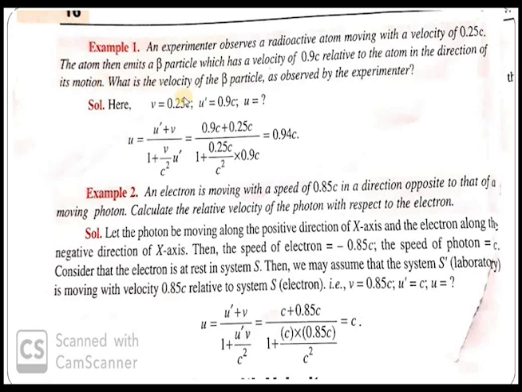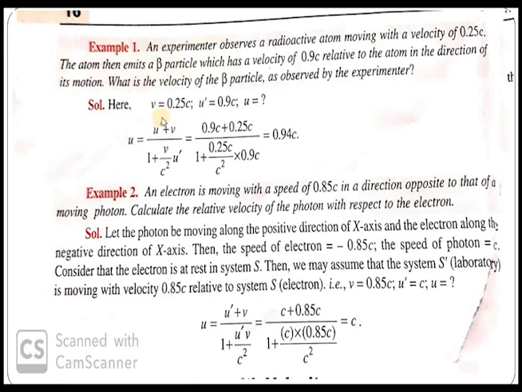An experimenter observes a radioactive atom moving with a velocity. This is a question from relativistic addition of velocities. An experimenter observes a radioactive atom moving with a velocity 0.25 c. The atom then emits a beta particle which has a velocity 0.9 c relative to the atom in the direction of its motion. What is the velocity of the beta particle as observed by the experimenter?